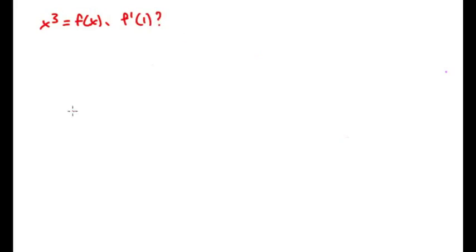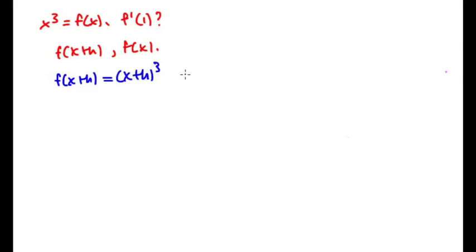Alright, so let's do the same thing again. Let's find f of x plus h and f of x. So what's f of x plus h? Well, f of x plus h is equal to x plus h cubed. I don't have that formula memorized in my head. Sorry, so I'm going to split this up into x plus h squared times x plus h. So that's going to be x squared plus 2xh plus h squared, all of that times x plus h.